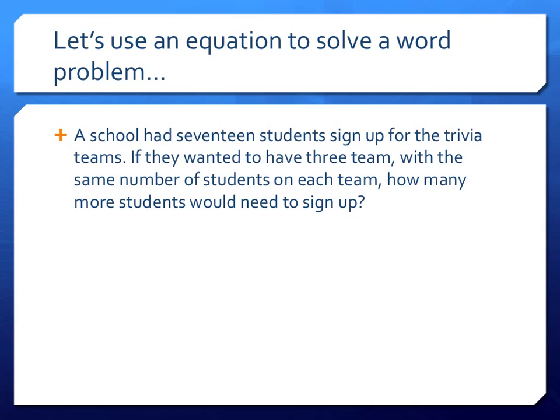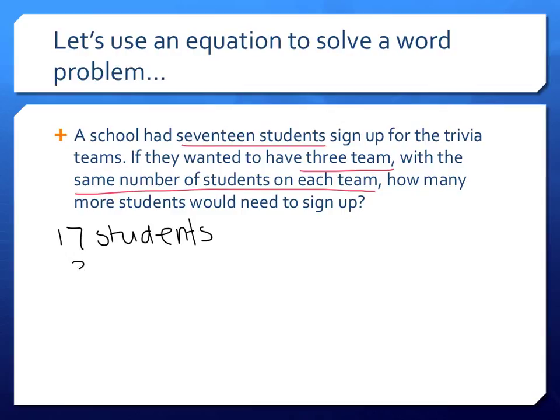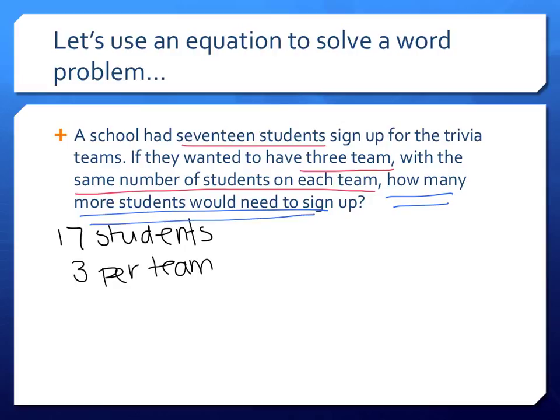Let's use an equation to solve a word problem. A school had 17 students sign up for the trivia team. If they wanted to have 3 teams with the same number of students on each team, how many more students would need to sign up? So I know they had 17 students sign up, and I know that they want 3 students on each team. My question is, how many more students need to sign up?